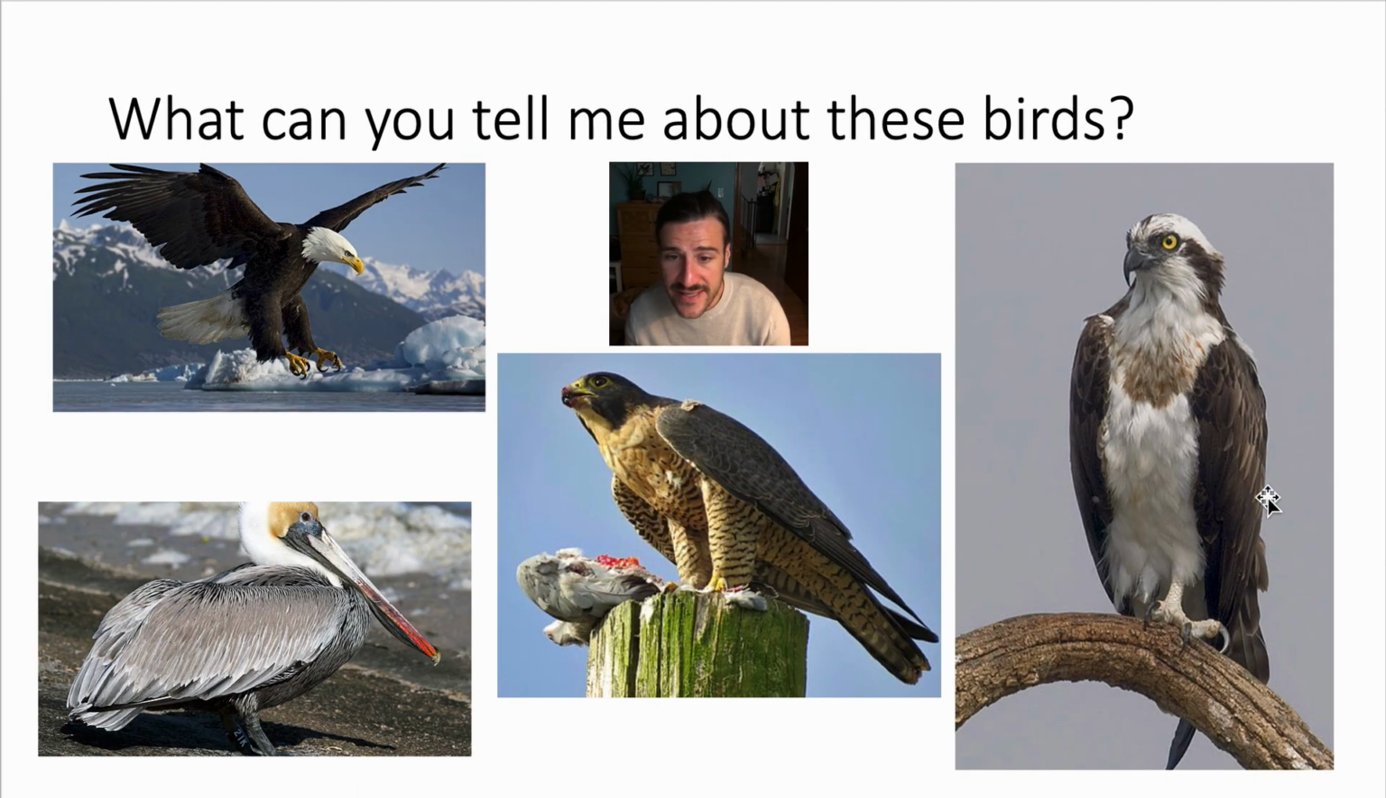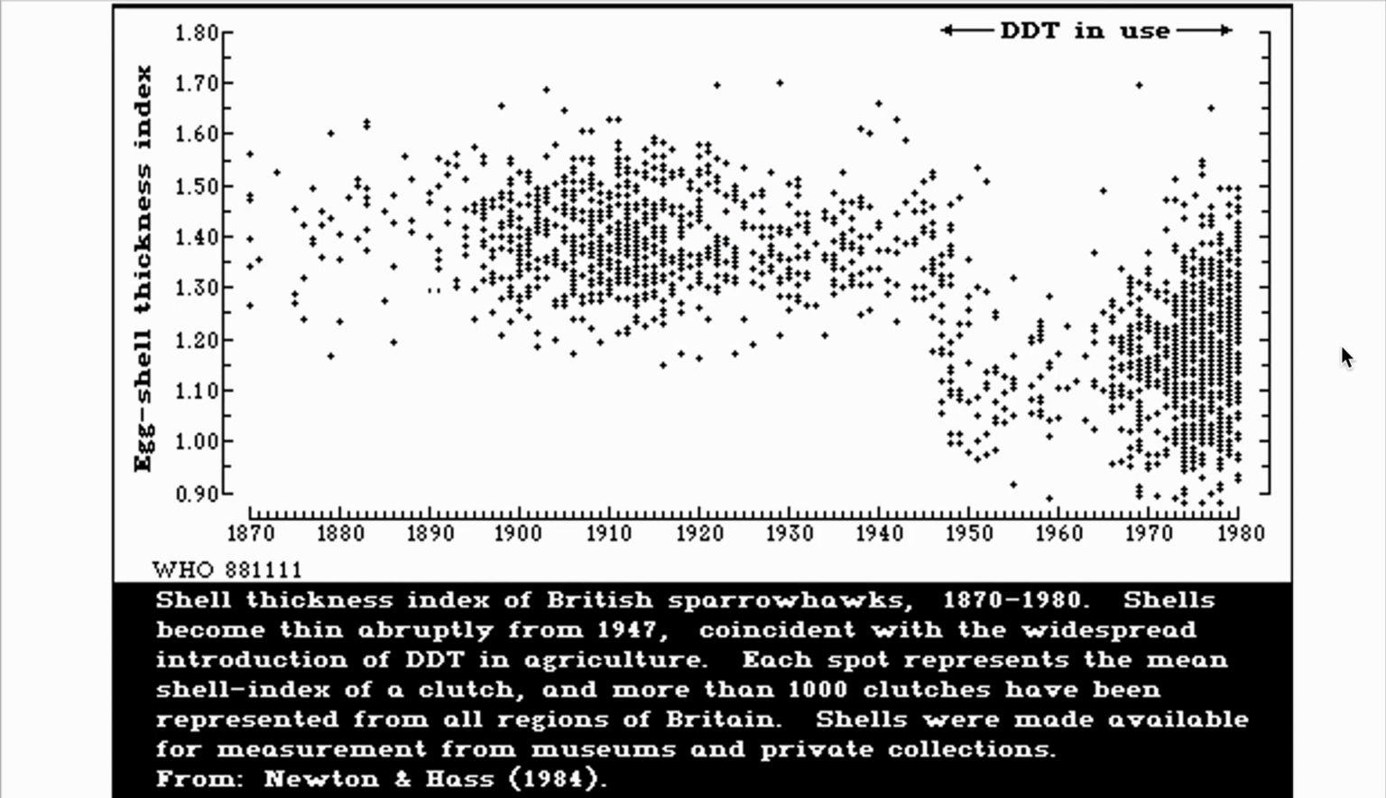So looking at these pictures, what can you tell me about these birds? Well, these birds are predators. They're piscivorous, right? They're eating a lot of fish. So it's these birds that were hit heavily. And I love this graph so much. You have eggshell thickness as a function of time up until 1945, right when DDT becomes available to the public.